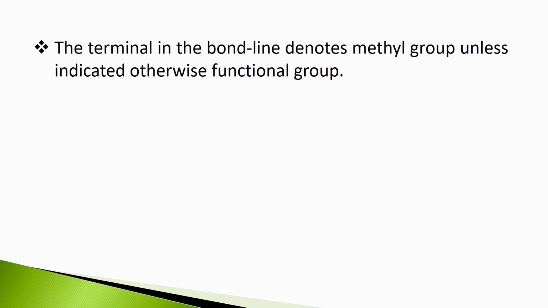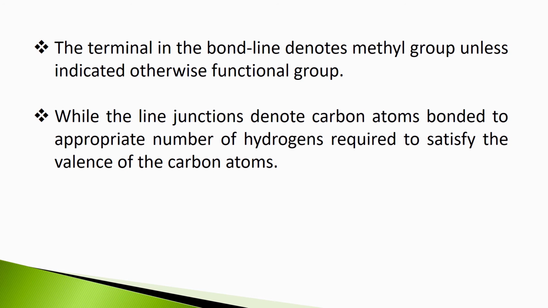The terminal in the bond line denotes a methyl group, unless indicated otherwise by a functional group, while the line junctions denote carbon atoms, bonded to the appropriate number of hydrogens required to satisfy the valence of the carbon atoms.